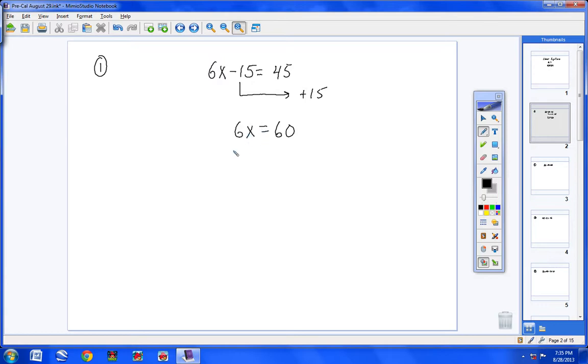Booyah, pretty easy. Now divide both sides by 6, and by the way, that's what you do whenever you have a number next to a variable like 6x. You divide by that number, and the reason you do that is it gets rid of it. And now you're left with x. And what's 60 divided by 6? 10. All right, let's continue on.